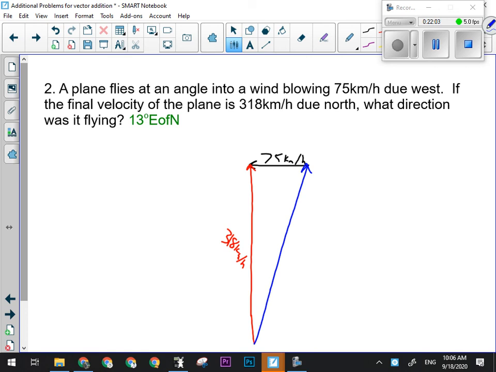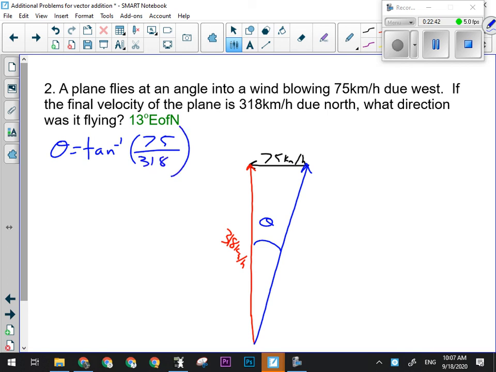All the question wants to know is, what's the heading? Which way are you going? It doesn't even want to know how fast the plane's going, although we can figure that out too. It just wants to know what's theta. What direction did the plane point itself in order to end up going 318 kilometers per hour due north? To find that angle, I have the opposite side and the adjacent side. So to find theta, I'm going to use tan, because I have the opposite side, 75, and the adjacent side, 318.